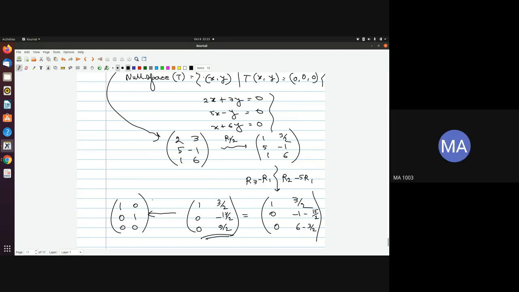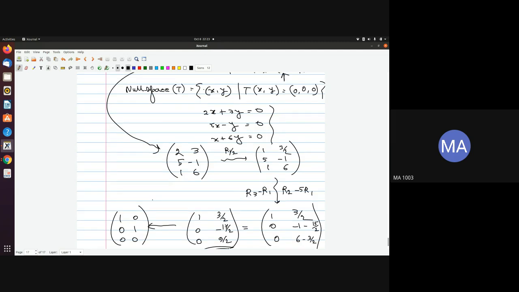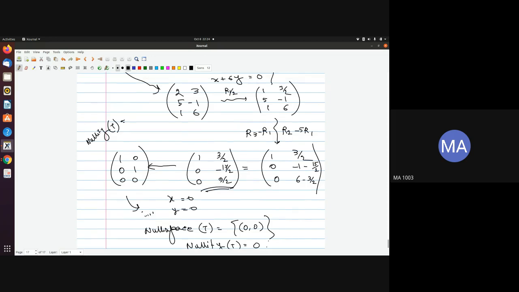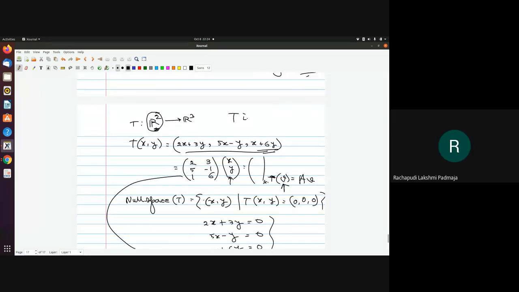Yes, sir. So what is the dimension of null space? What is nullity? 0, I guess. 0, sir. Why do you guess? It is 0, sir. So the null space: if I do x equal to 0 and y equal to 0, the null space is nothing but the zero subspace. So nullity is 0. So T is 1 to 1.